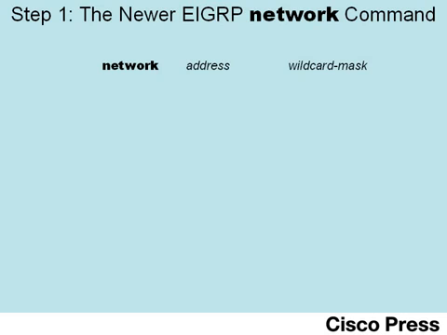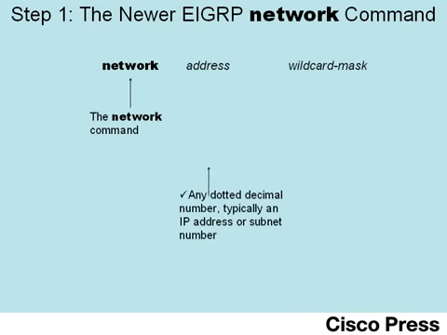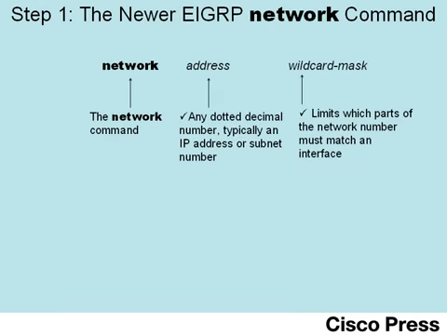The second style of EIGRP network command is very similar to the first, but with the addition of a wildcard mask. The wildcard mask concept works exactly like the OSPF wildcard mask in that it limits which interfaces are matched by the network command. So a router with this style of network command compares the address listed in the command to each interface, but only for the parts of the address as dictated by the wildcard mask.